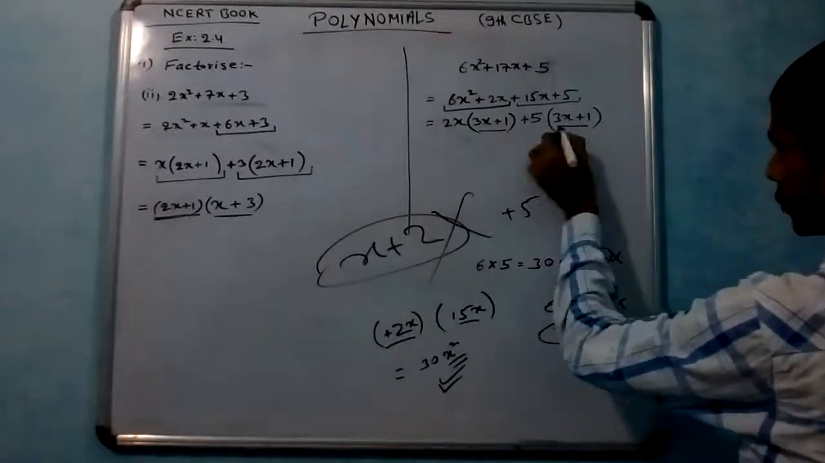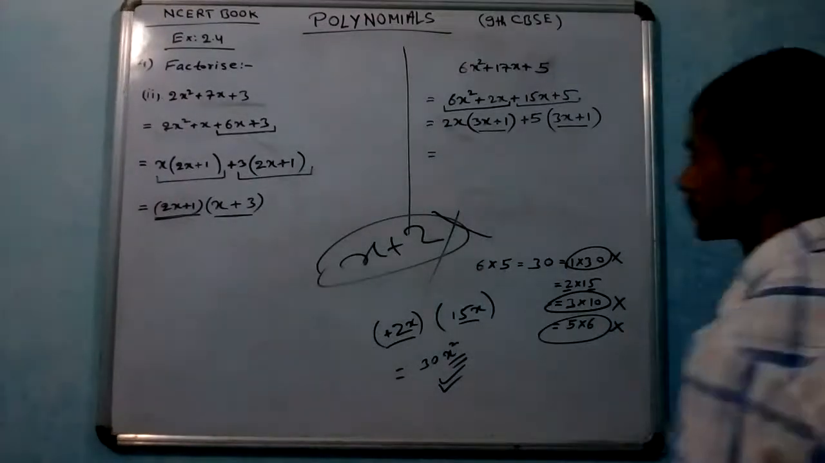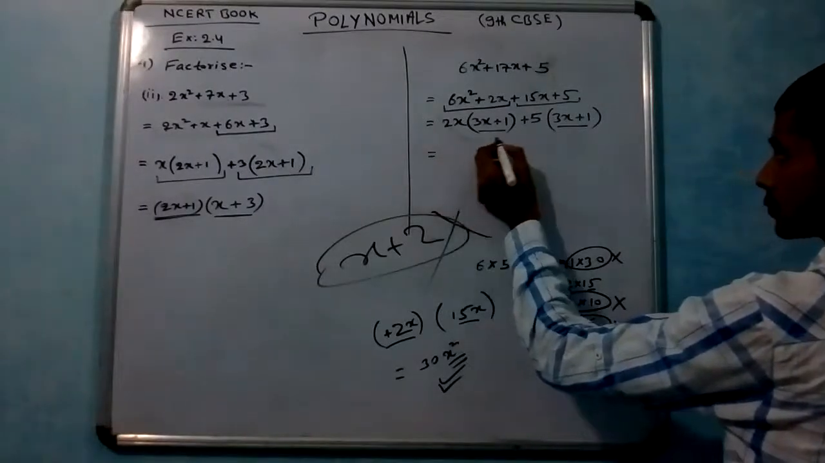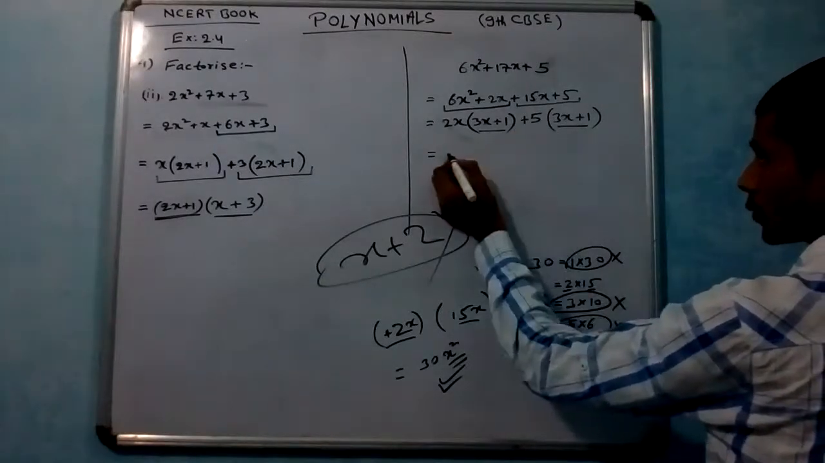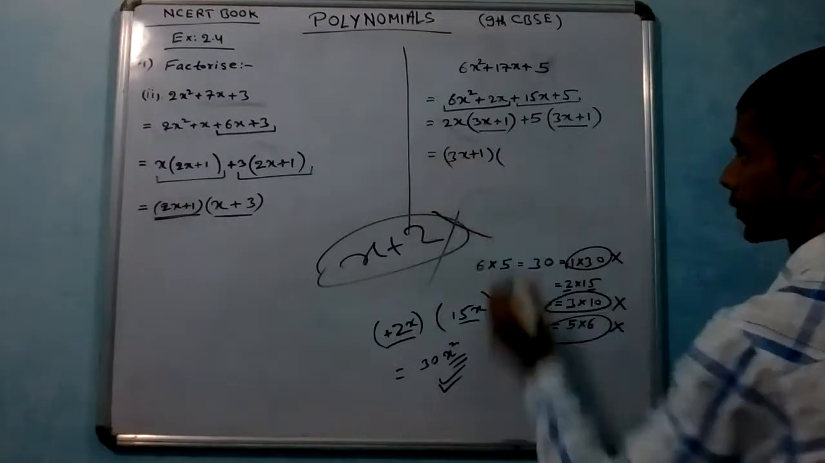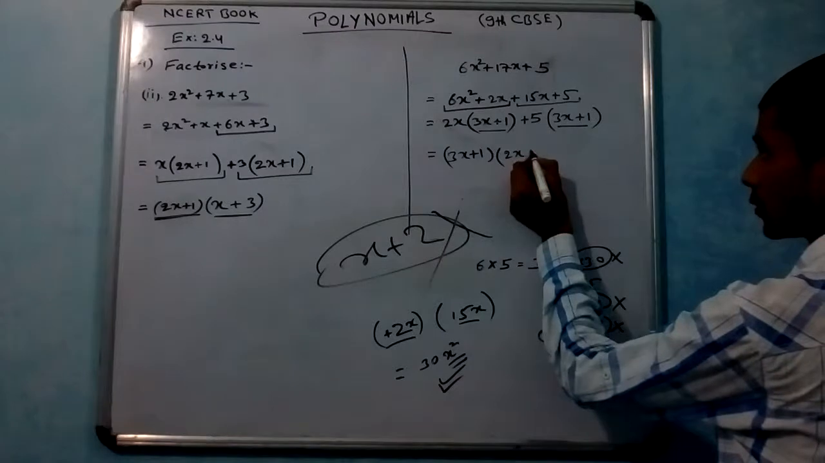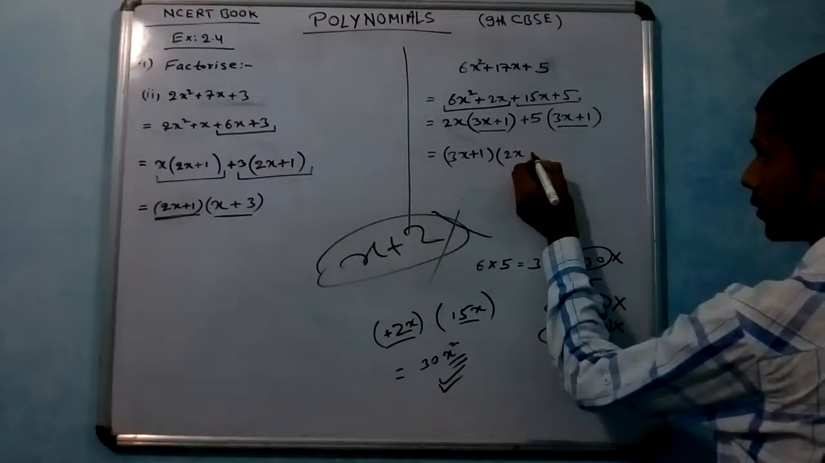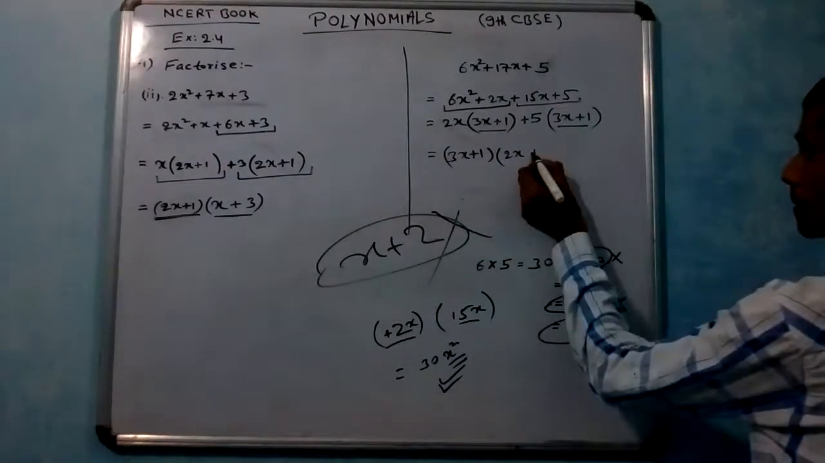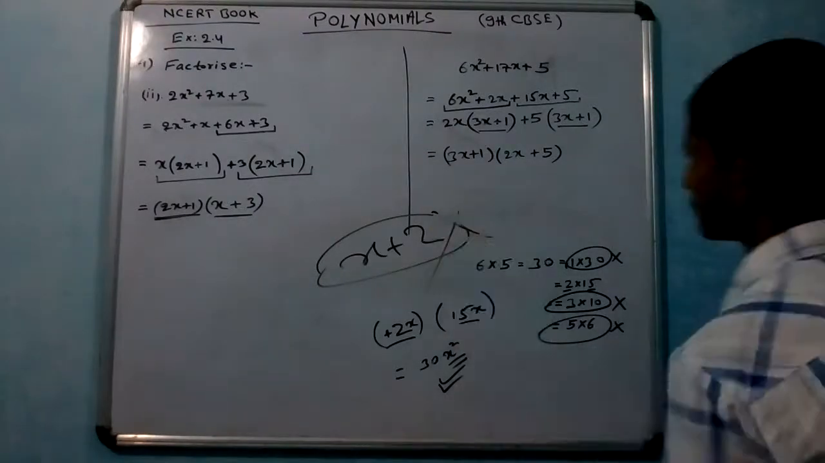See, 3x plus 1, 3x plus 1 is coming, the same. Next what? Tell me what should I write? 3x plus 1 is common in both the terms. So what is left? Sorry, 2x? Where 5x? Okay.